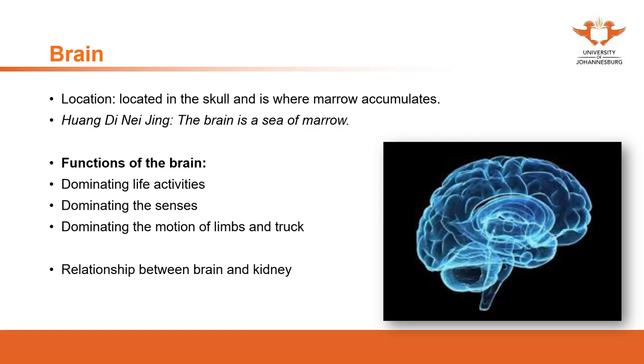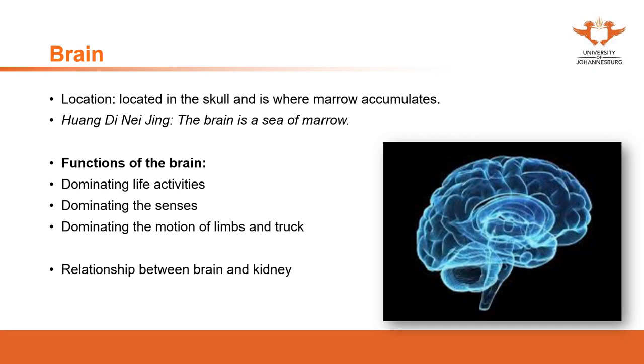So here, although we introduce the brain function and the relationship between the brain and the five organs, when it comes to the treatment, we still focus on the heart. We still think that these disorders, the impairments of the life activities, the senses, and the motions of the limbs, still belong to the heart. So in the treatment, we still focus on the heart.